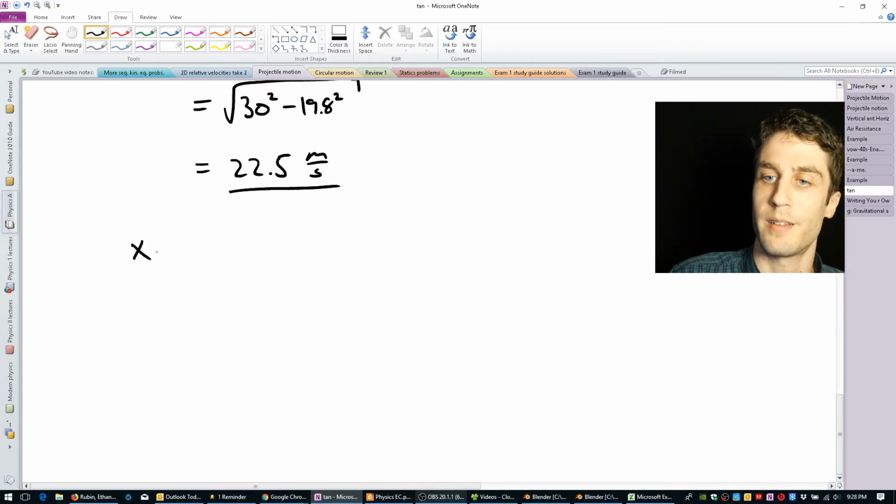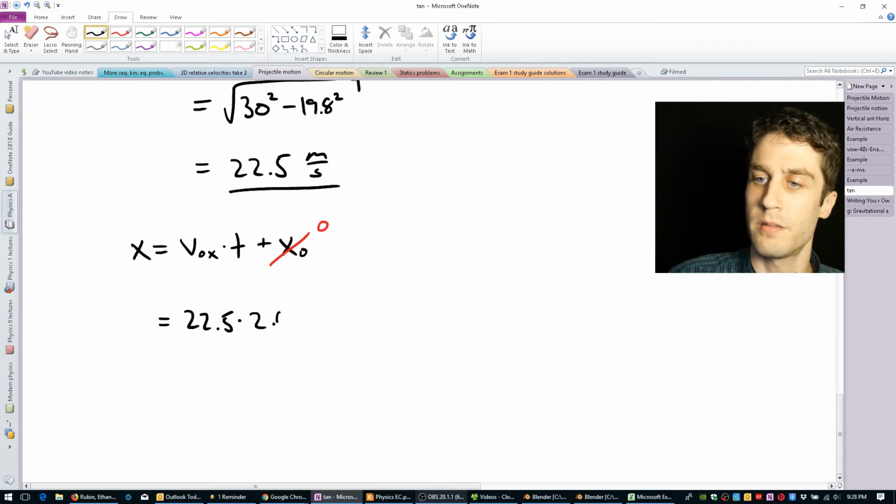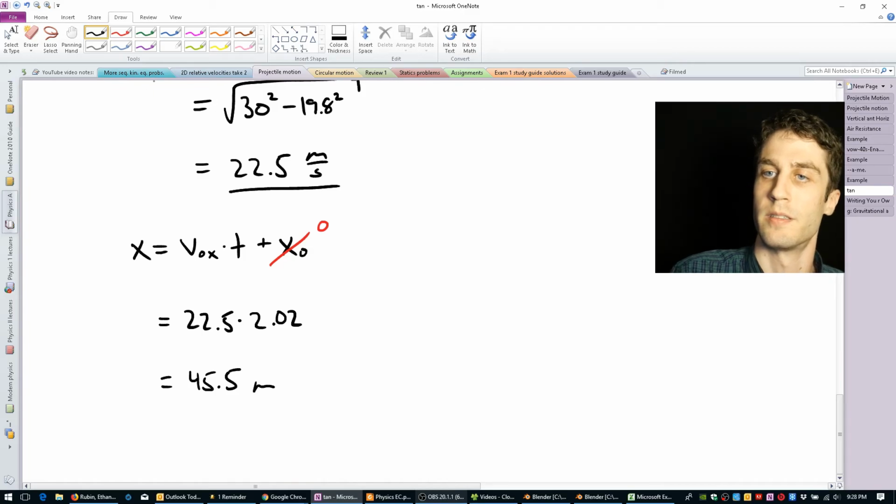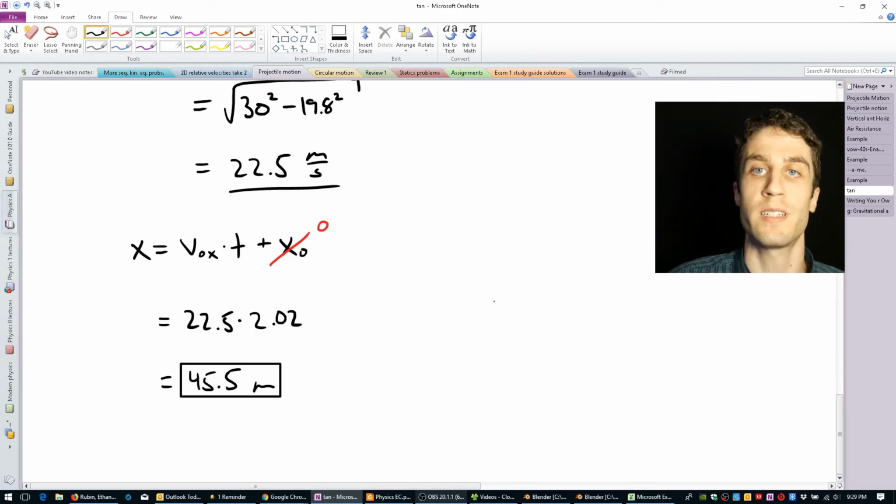So we then turn to x is equal to v naught x times t plus x naught. He's standing at x equals 0. We'll solve for x. We just found v naught x, and so that's 22.5 times 2.02, which was our time, t. And what I find is that that's equal to 45.5 meters. Okay. And that does it for part C of this problem.